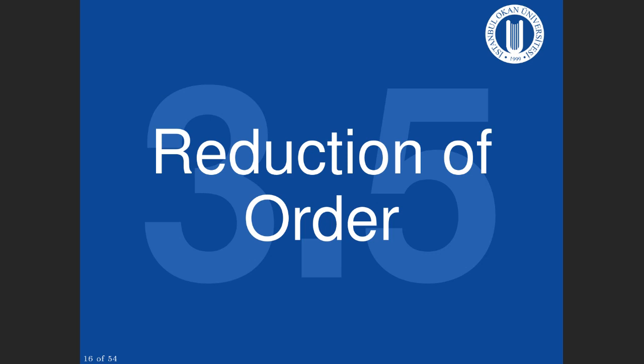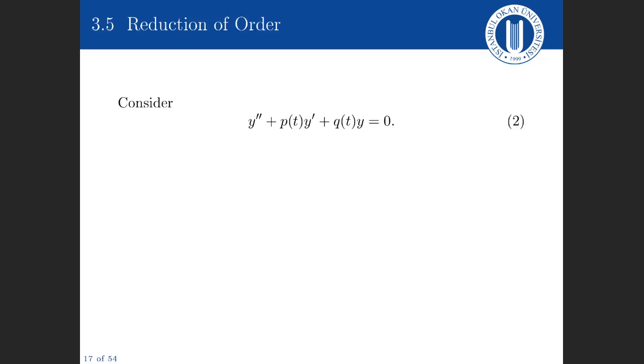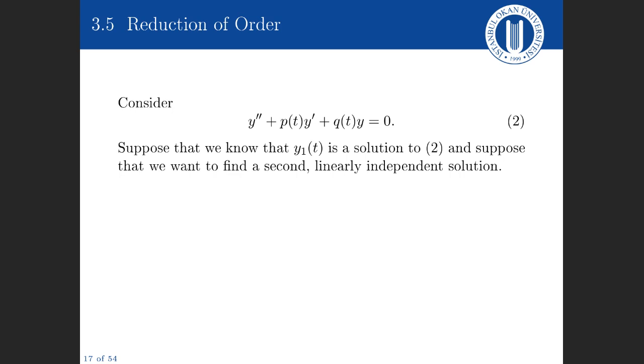Section 3.5 is about reduction of order. This is an extension of an idea that we've used in the previous section. Consider now the linear second order homogeneous equation y'' + p(t)y' + q(t)y = 0. And suppose that we know one solution to this differential equation, and suppose that we want to find a second linearly independent solution.